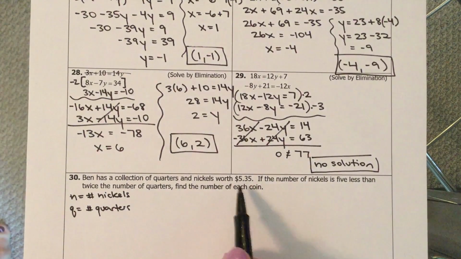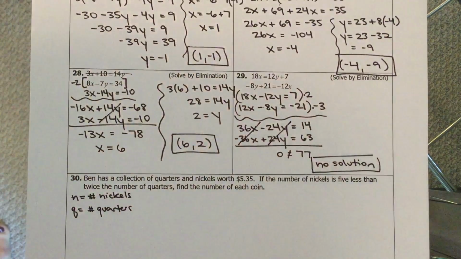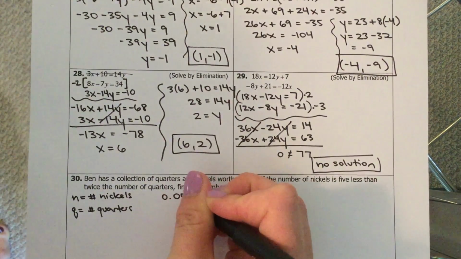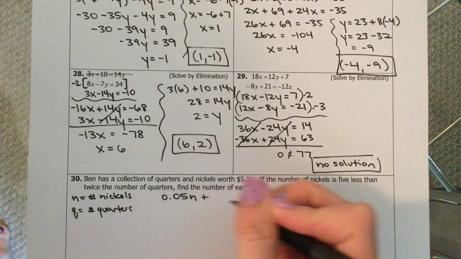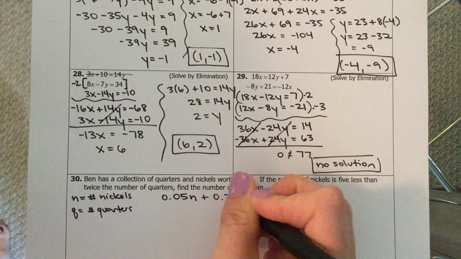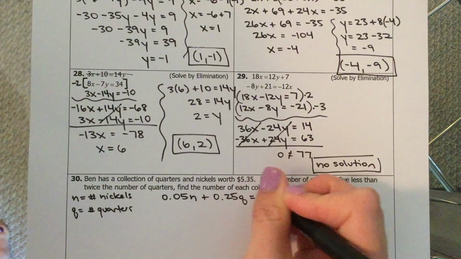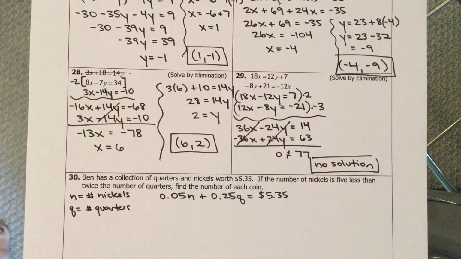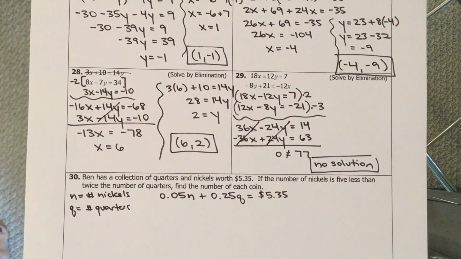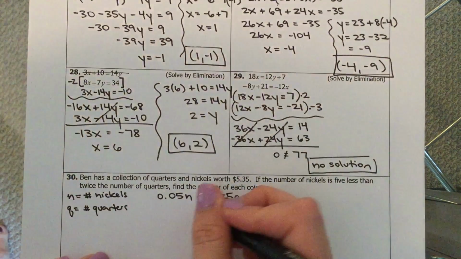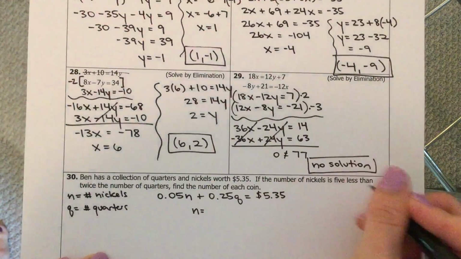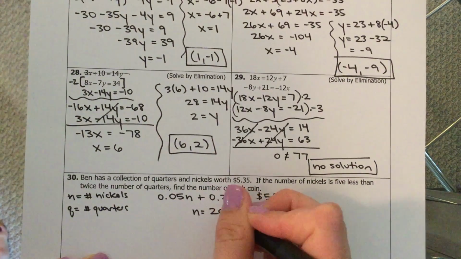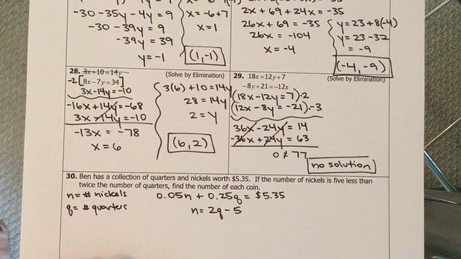So, collection of quarters worth $5.35. So nickels are worth 5 cents each. So 5 cents per nickel plus 25 cents per quarter is worth $5.35. That's the first one. The second one is the number of nickels is, so N is 5 less than twice the number of quarters. So twice the number of quarters minus 5.